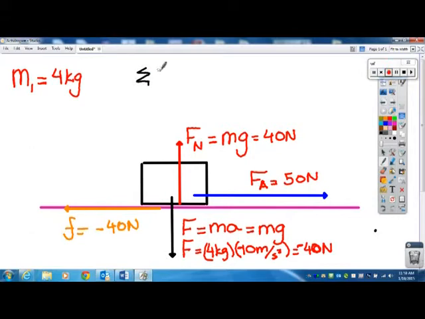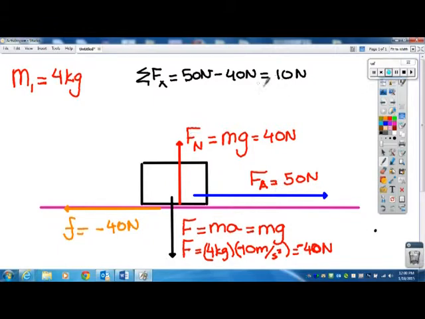The sum of the forces in the x direction, this symbol just stands for sum, and the forces in the x direction are 50 newtons minus 40 newtons. So the sum of the forces comes out to be 10 newtons. So there is a net force of 10 newtons that's pushing this object to the right. So the box will end up accelerating.